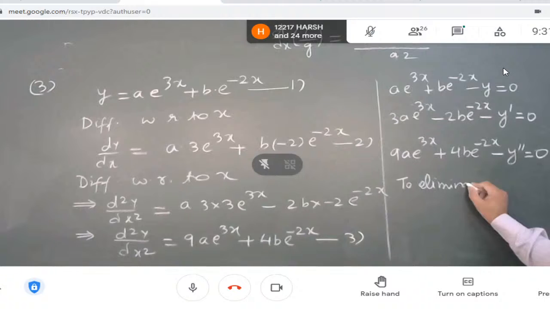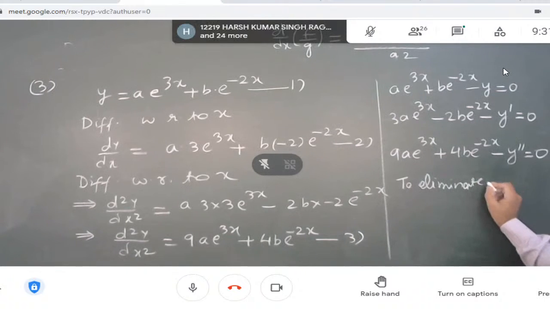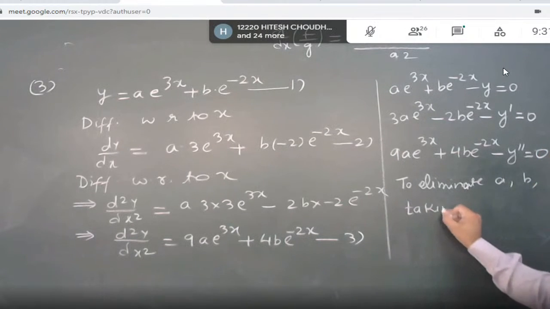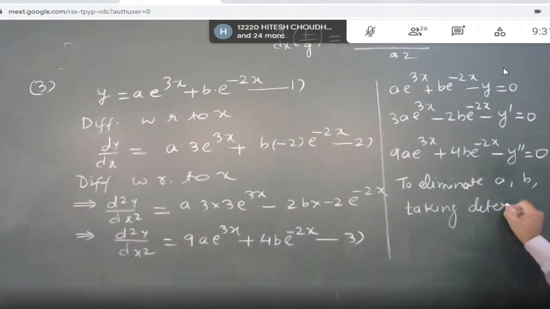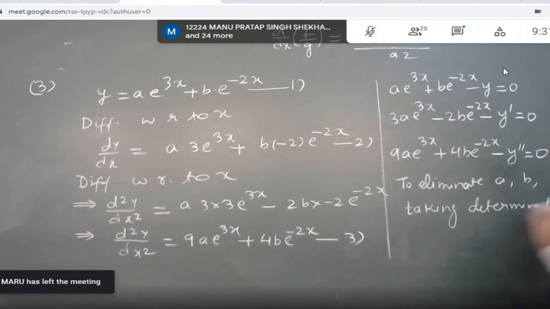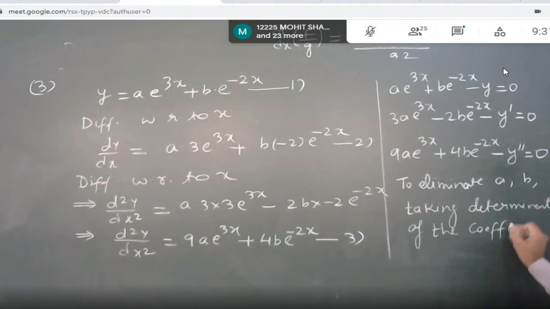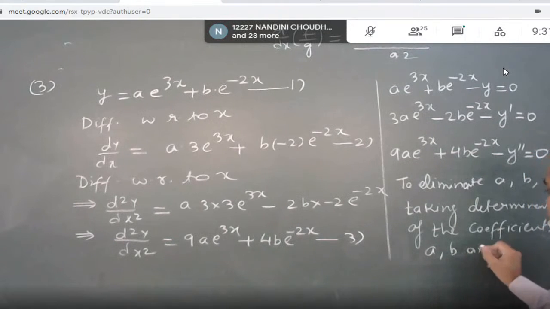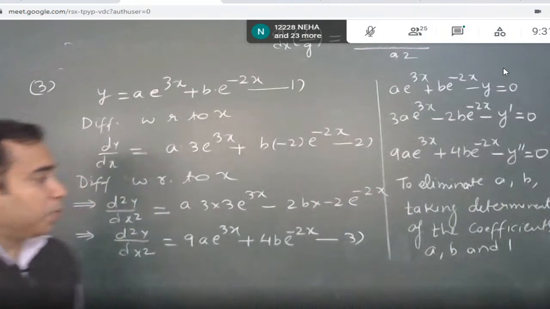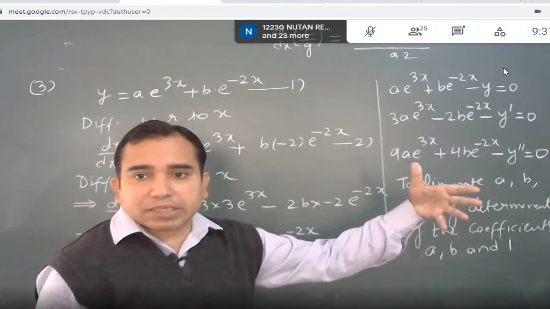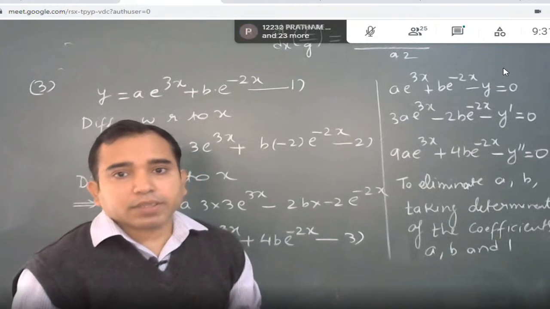So to eliminate a and b, take the determinant of the coefficients of a, b and 1. Understood? You know coefficients, right, the multipliers. So take the determinant of the multipliers of a, b and 1. Okay, let's see what comes.